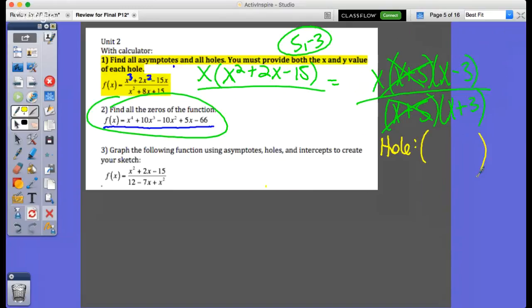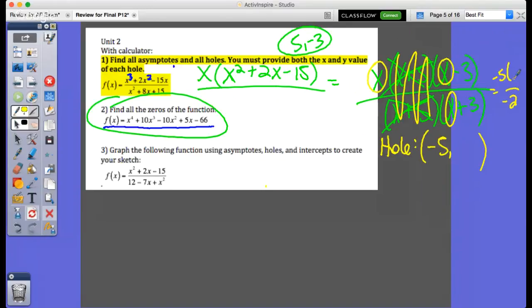What would be the hole up here then? Good, and I don't plug them in for this one, right? Because these were canceled, so I plug them in for x here. What does the bottom turn into? -2. What about the top? Yes, the -5 that we canceled out from right here. When we canceled that out to find the y of the hole, we plug -5 back in for x, and then just simplify it out.